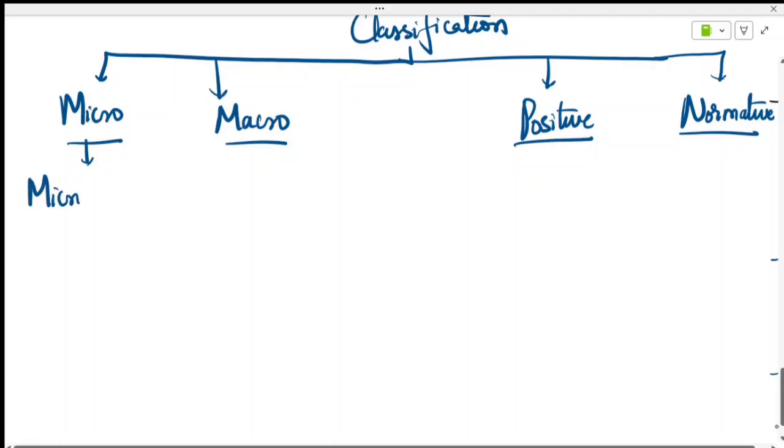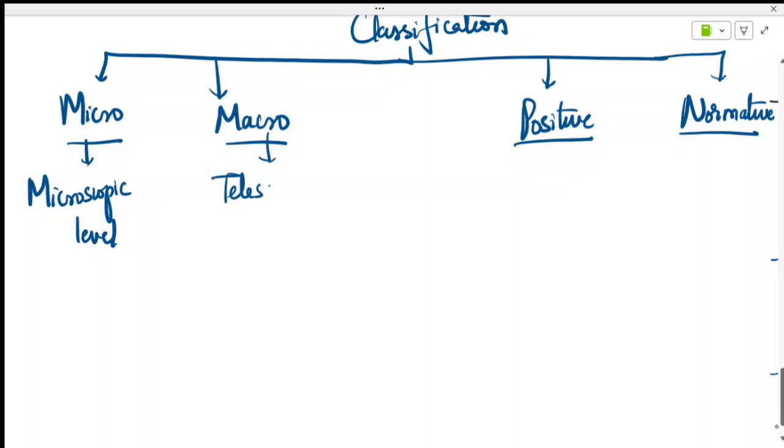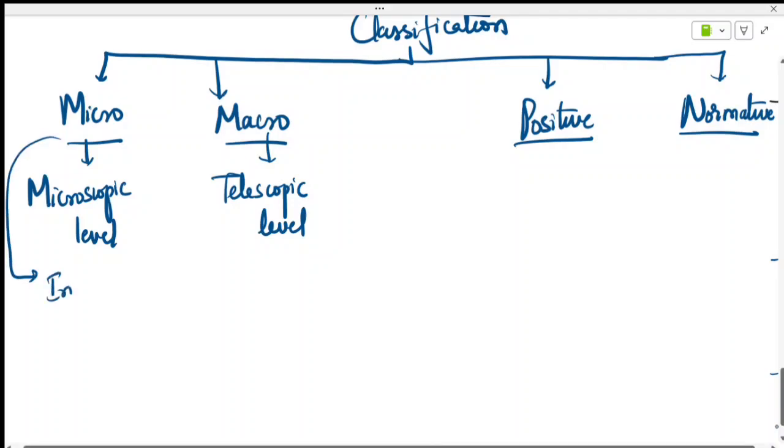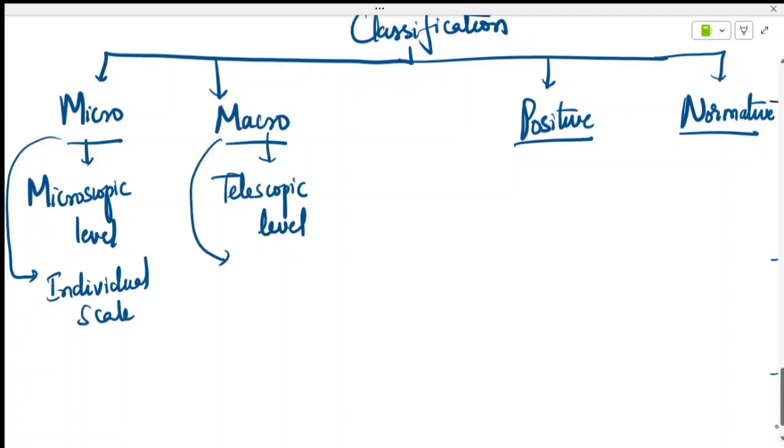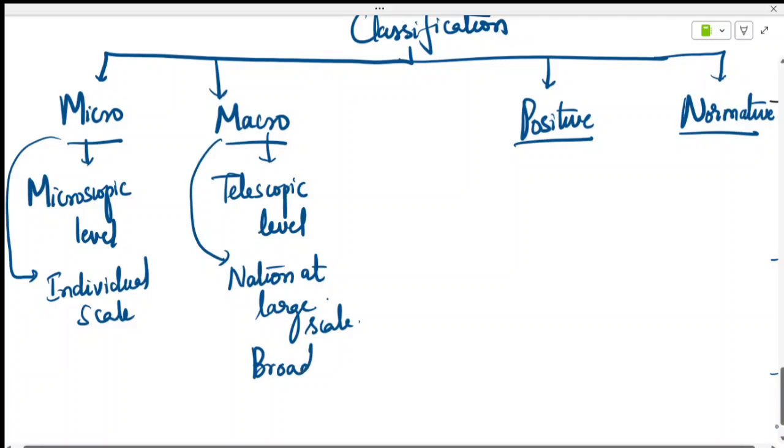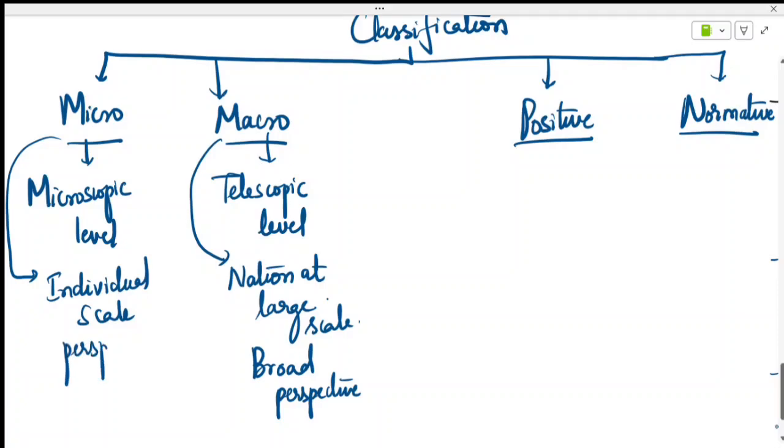Microeconomics, it will be in the microscopic level. Macroeconomics, it will be in the telescopic level. We'll be seeing things in a very broad manner. In microeconomics, we'll be seeing the things at individual scale, and in macroeconomics, we'll be seeing the things nation at large, or world at large, or country at large. At large scale, we'll be looking at the things. Fine. It is a broad perspective. An individual scale or individual perspective.